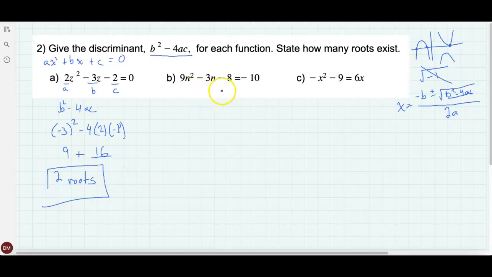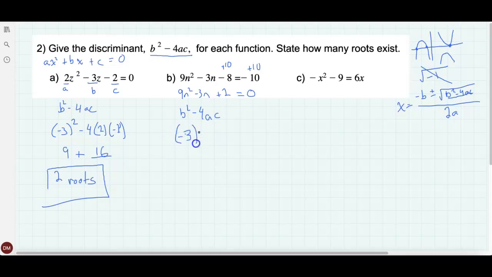The second one, is it written in standard form? Well, no, we have to set it equal to 0. So we need to add 10 here and add 10 here, so that now we have 0 on the side. So we'll have 9n squared minus 3n, and then plus 2. Okay. So again, b squared minus 4ac. And I'm just going to substitute those values in. So I've got -3 again here.